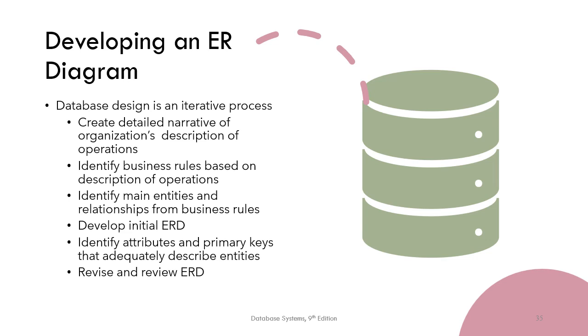Okay, so developing an ER diagram. Database design is an iterative process. It creates a detailed narrative of the organization and a description of operation. It is not easy to obtain 100% concise business rules from the company, so the process is iterative and can be changed. Identify business rules based on the description of operation. Identify main entities and relationships from the business rules. Develop the initial ERD, identify attributes and primary keys, then revise and review the ERD.